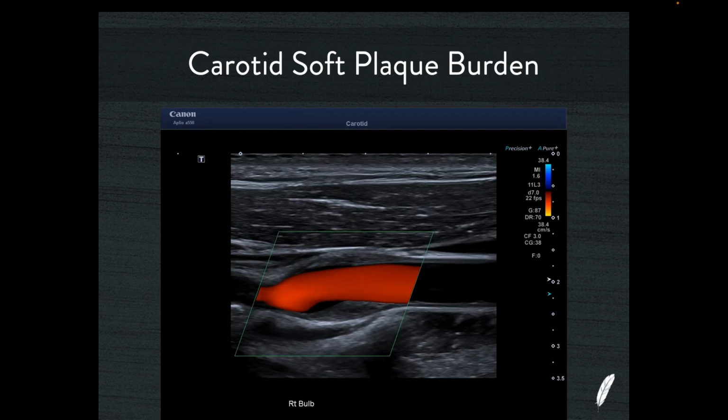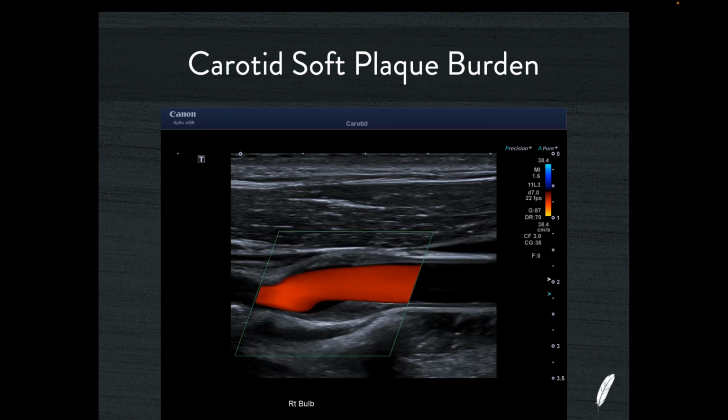When we put the color Doppler on, you can see that it's really not flow limiting at all. So the flow remains laminar, there's no turbulence, there's no acceleration of the velocities through here. So in terms of the pulse Doppler assessment and color Doppler assessment, it was entirely normal. However, with the color Doppler, you can really appreciate how much soft plaque there is sitting in that bulb area.